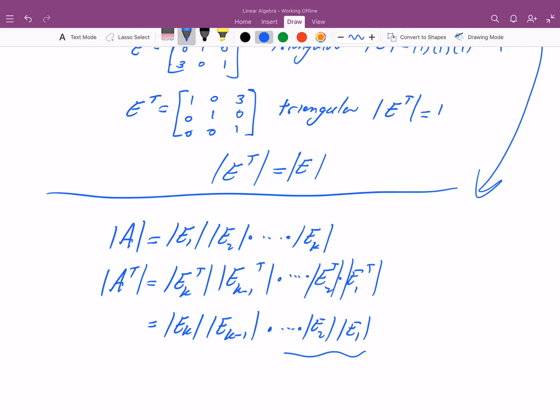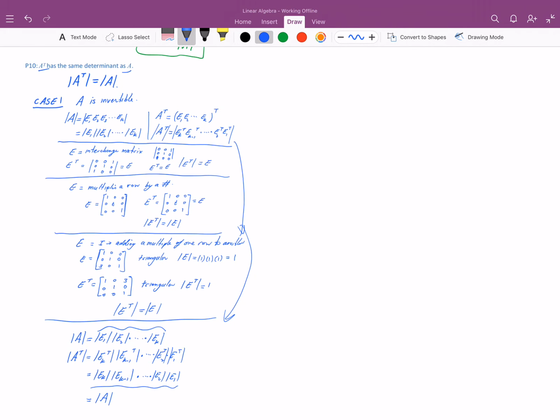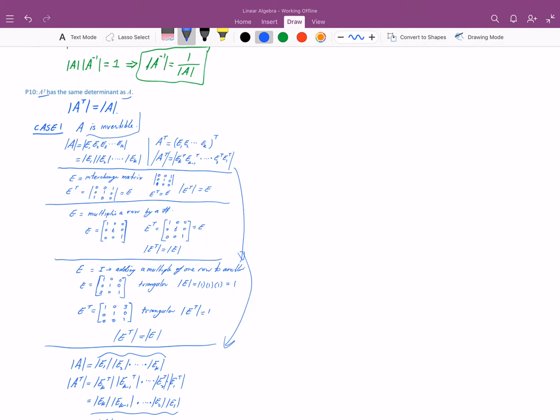And now these are just numbers. I can write them in any order I want. As a matter of fact, it's the same as writing this order. So we just proved that the determinant of A transpose is equal to the determinant of A. And just to summarize here, this is assuming A is invertible.